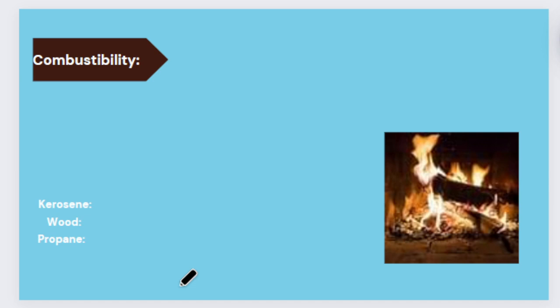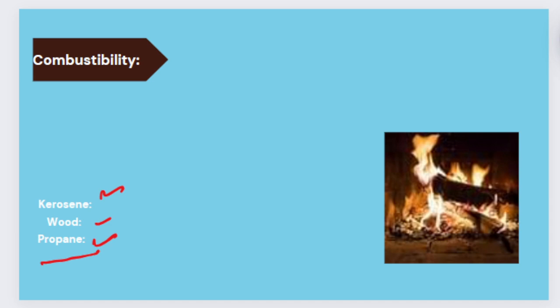Okay, next example is combustibility. Combustibility is the ability to catch fire and burn easily. This is an important property to consider when a substance is being stored and used. For example, kerosene, wood, and propane. These are all very important, and their combustibility is high. Like propane is used in petrol and cooking gases.